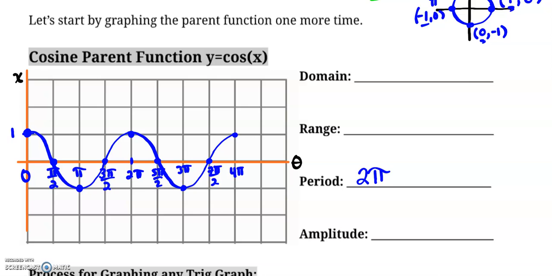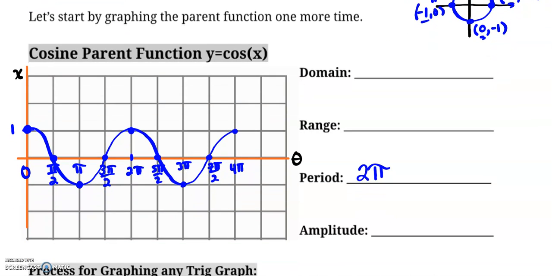Okay, so that's the parent function. The key thing to remember is that you're starting at 1, working your way down, and ending back at 1. That's one cycle. Similar to sine, looking at cosine, we have a couple of things that are identical. For example, the parent function domain is still going to be negative infinity to infinity. I know that I've only graphed 2 cycles, but this could keep going forever and ever, up and down periodically, bouncing to the peaks and valleys of this graph.